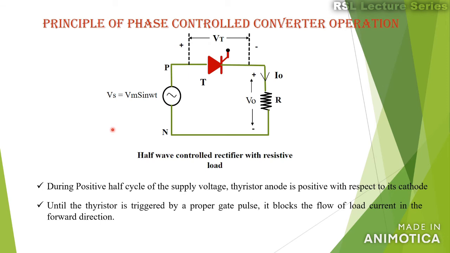Until we give a proper gate pulse to this thyristor, it will not conduct. Until we give a gate voltage, it is said to be in blocking condition, so no current will flow through the circuit. Once we have given a triggering pulse or gate pulse, the thyristor will start conducting.